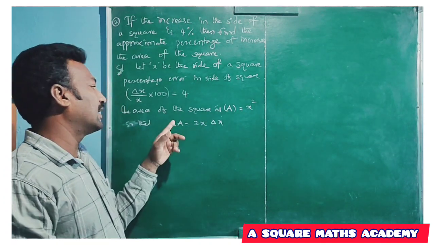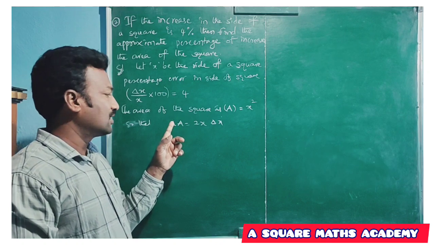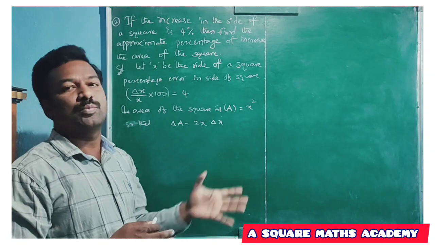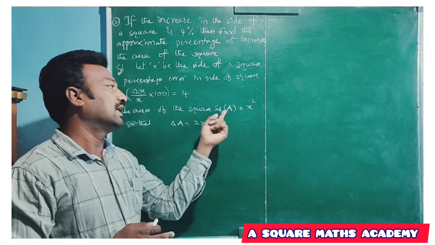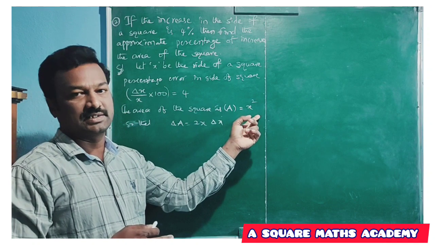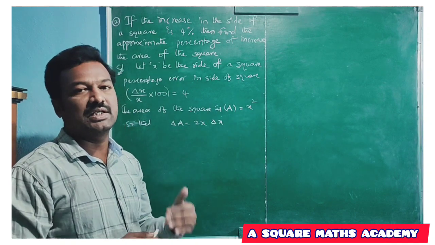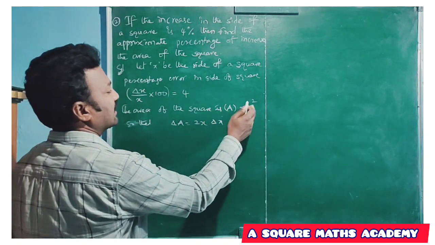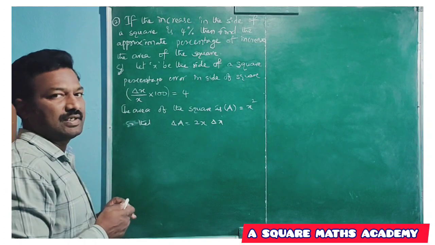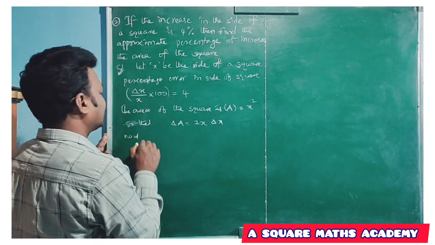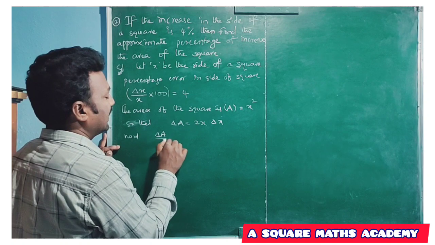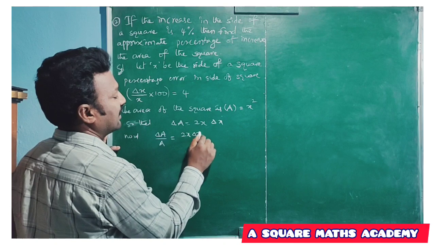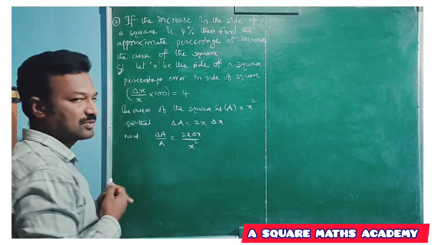So the error in area, that is nothing but delta A, we take here. The increase in value is delta A. Delta A equals the derivative part. We know the derivative of this one, that is delta A equals 2x dx actually, but dx is approximately equal to delta x. So that's why we take delta x. So here A equals x square and delta A equals 2x delta x. Now what do we do? We take delta A by A. Clear? So that equals 2x delta x by x square.